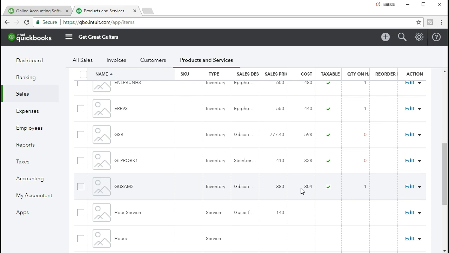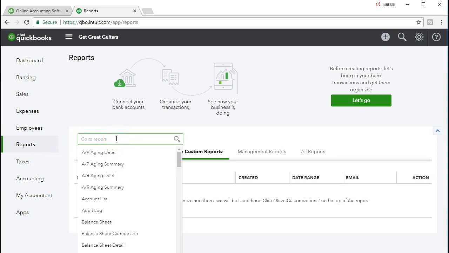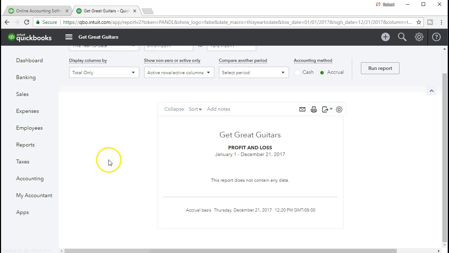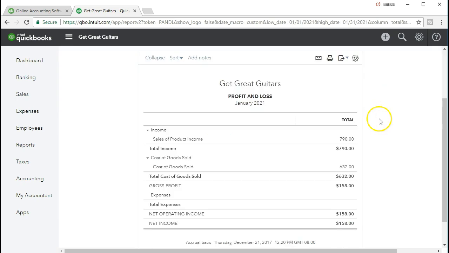the physical invoice. So we're going to go back now to the reports one more time, and we'll look at the profit and loss. Going to the dates of 01/01/21 to 01/31/21, and we'll run that report.